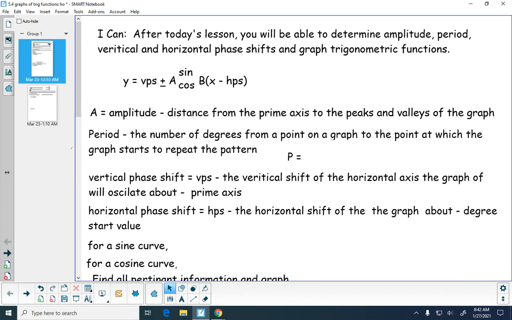Once again, trigonometric functions are called periodic functions because they will repeat over and over and over again, just like a roller coaster. And if you remember back to our graphs of trig functions, they're pretty much roller coasters. So it's a number of degrees from a point to a point on the graph where the graph starts to repeat itself again. You start to repeat the pattern.